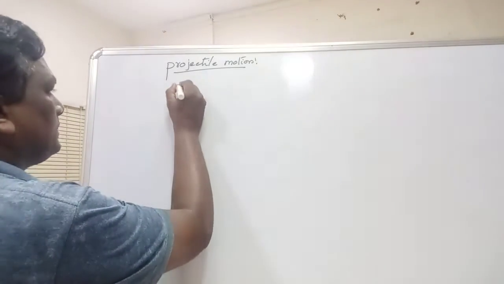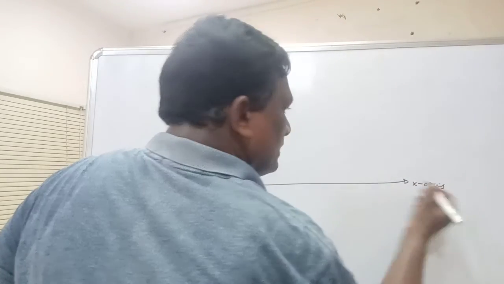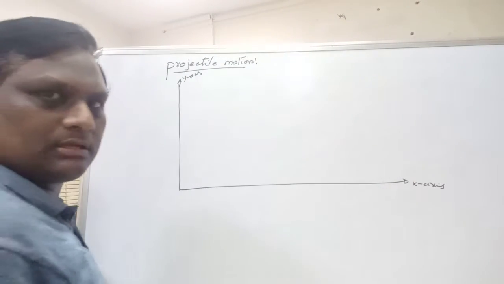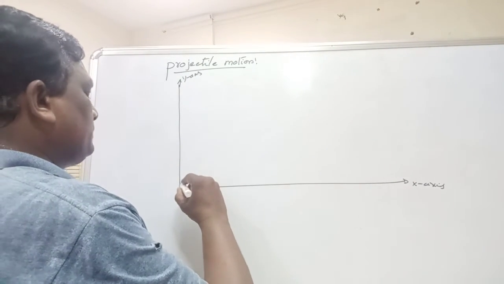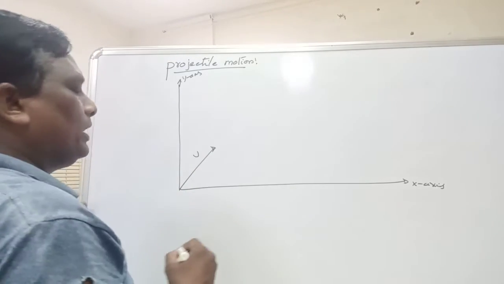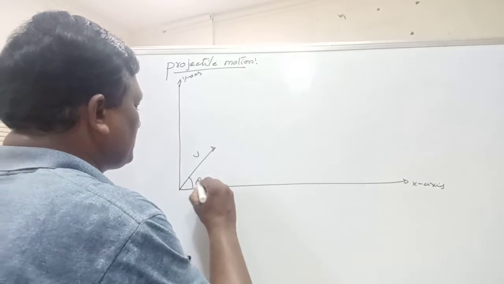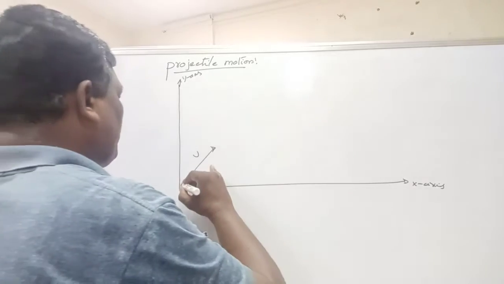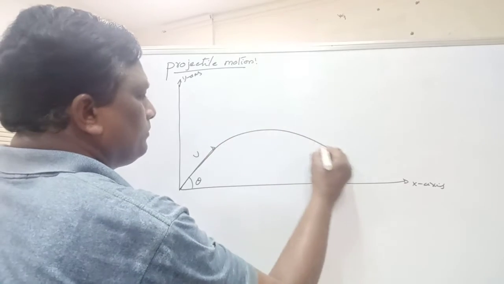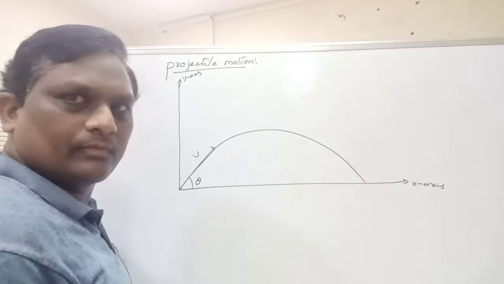Suppose this is the x axis I am taking and this is the y axis. Now the body is projected with initial velocity u and making an angle theta with respect to horizontal. Then that body is called a projectile and the path of the projectile is a parabola like this.